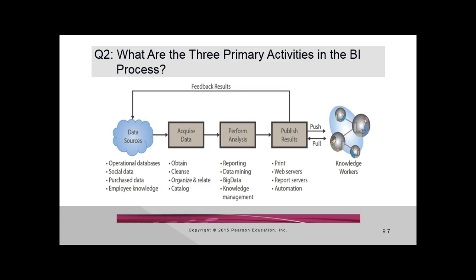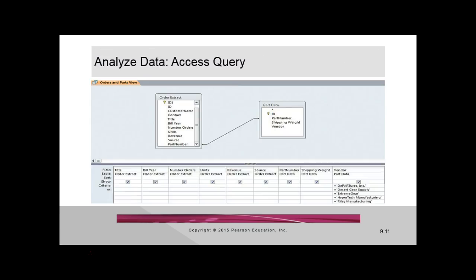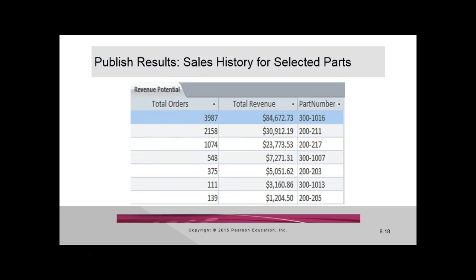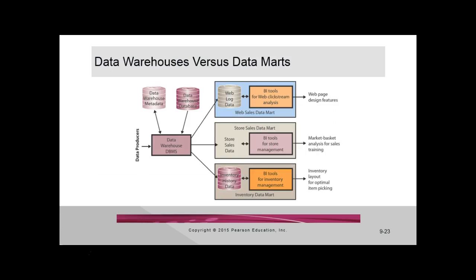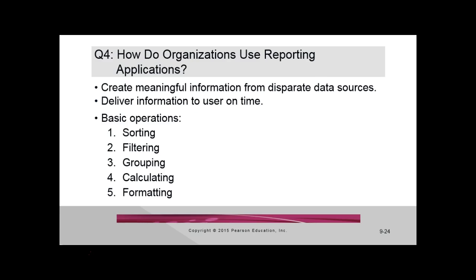And we talked a little bit about the types of data that we have. We acquire data, we perform analysis, and we publish results. A couple things that we talked about last class and that we worked on is there are really 5 basic operations that we can use to analyze data. And we did all these with Excel. Sorting, filtering, grouping, calculating, and formatting. And we did a couple examples with Excel.